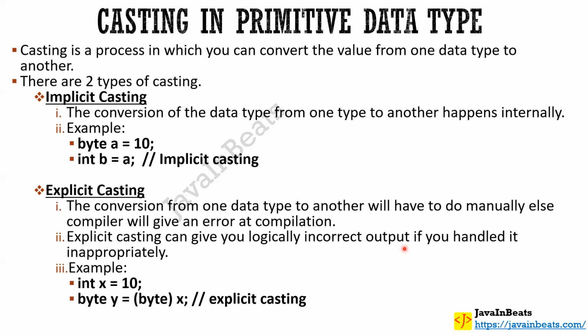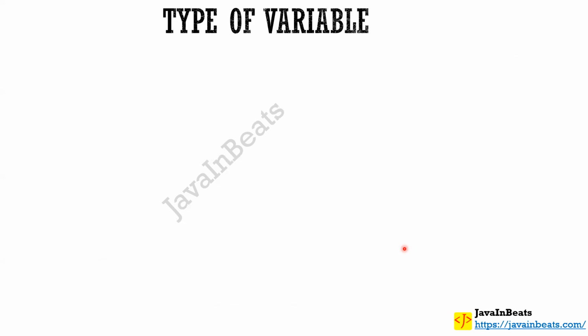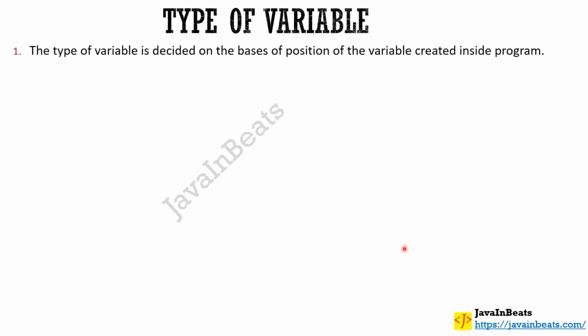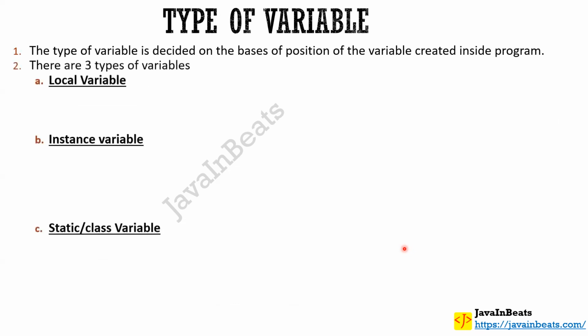Let's discuss what the different types of variables are. The variable types are decided based on the position of it. That means where you create a variable, on the basis of that, it will decide the type of variable. There are three types of variable: local variable, instance variable, and static variable.